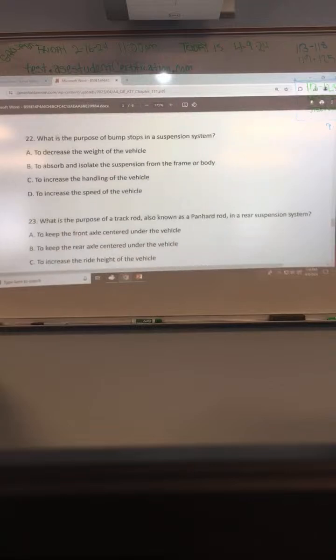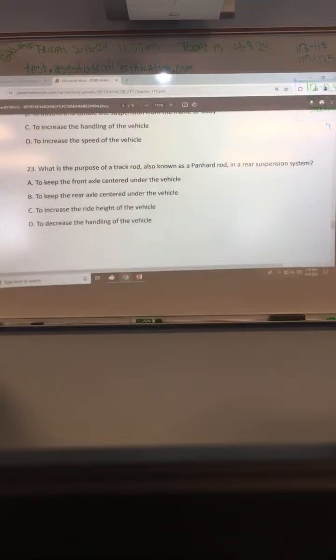What is the purpose of a bump stop in the suspension system? B, absorb, isolate suspension from the frame of the body, yep. And the track rod, Panhard rod, both the same thing, used in a rear suspension. What does it do? To keep the rear axle centered under the vehicle. That is what it does. B, yep.